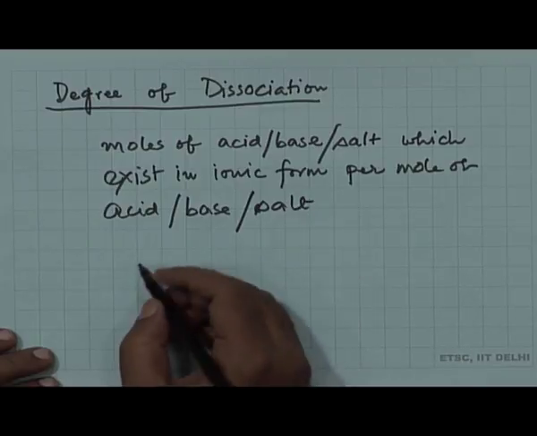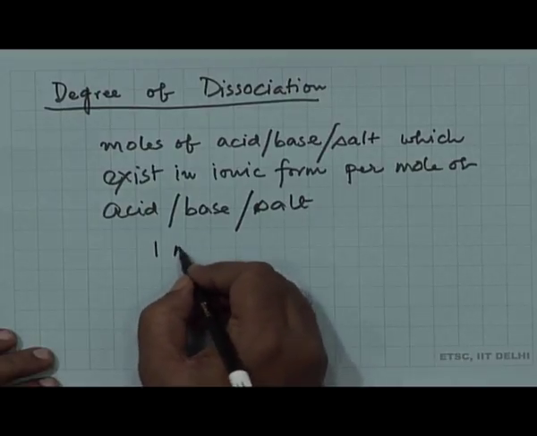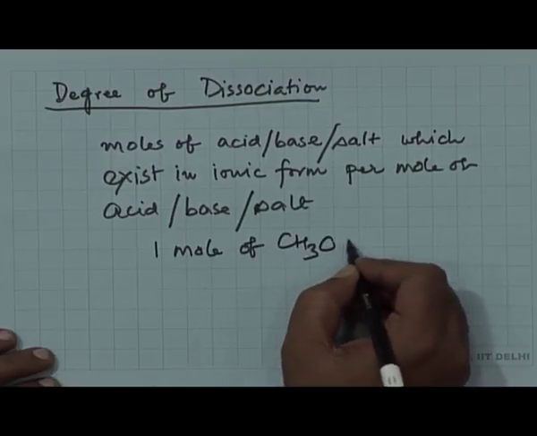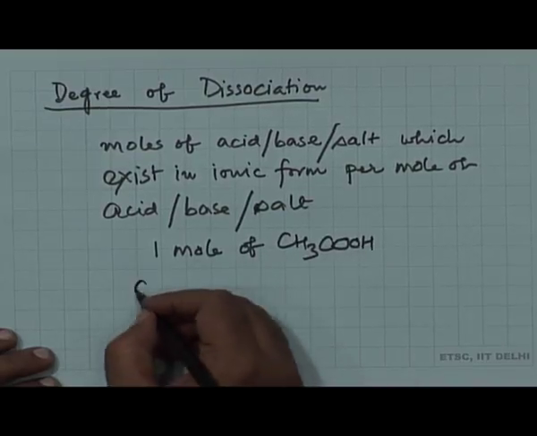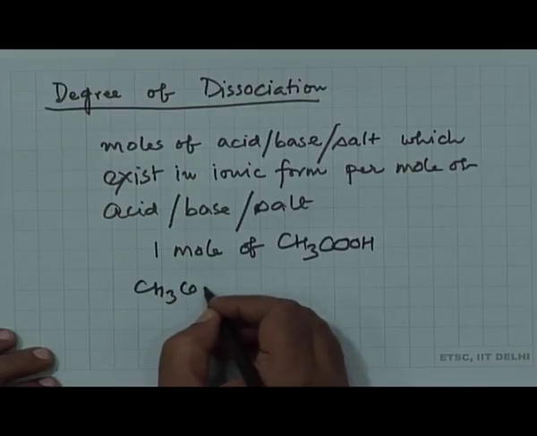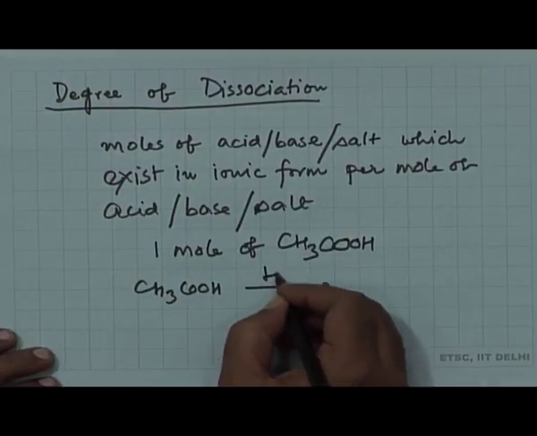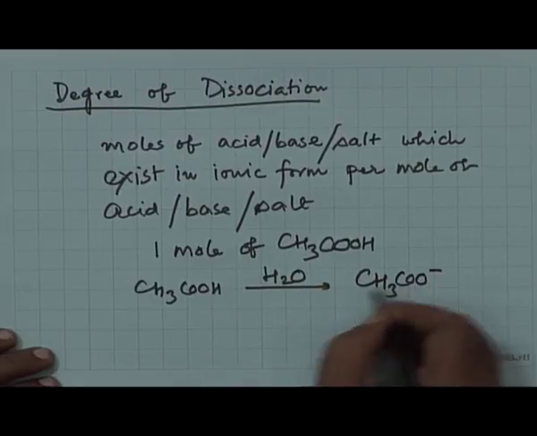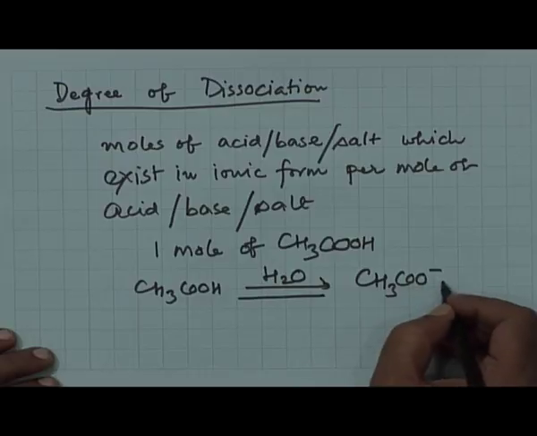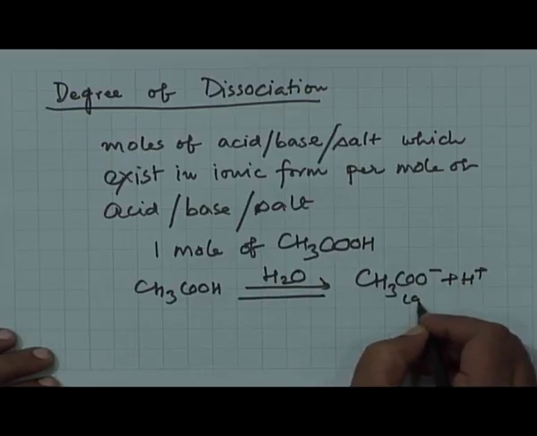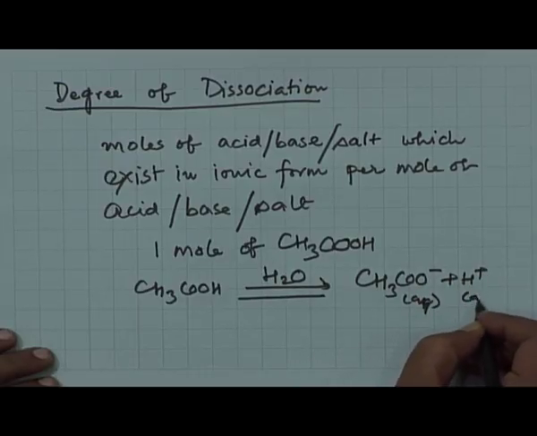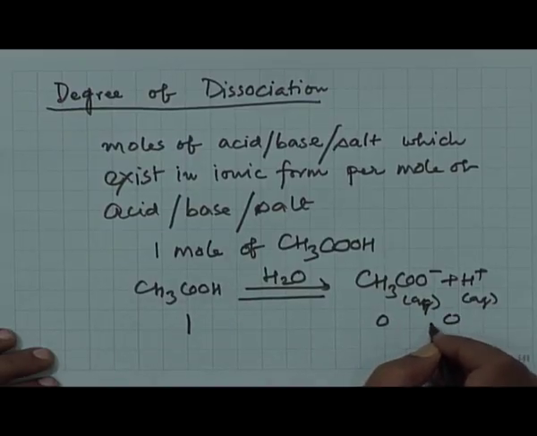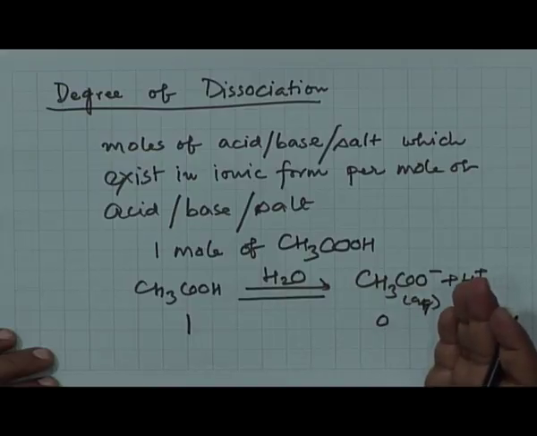For example, suppose I take 1 mole of acetic acid and I put it in water. It will give you CH3COO minus plus H plus aqueous. So, I started with 1, 0, 0. Some of the moles will go into aqueous form.